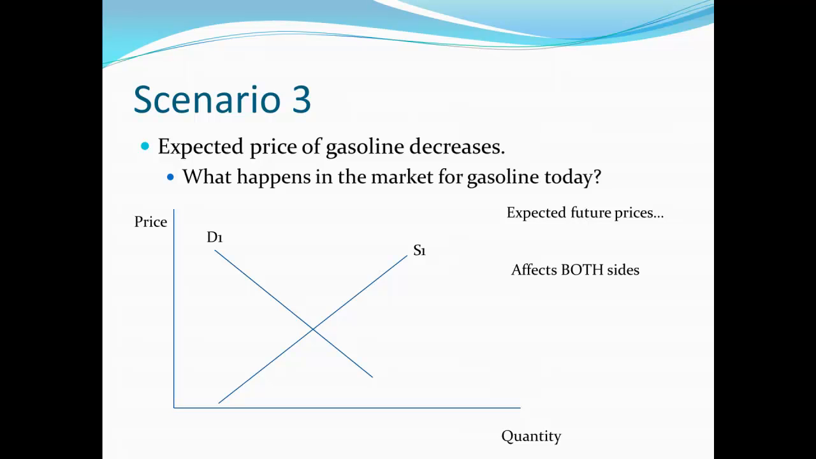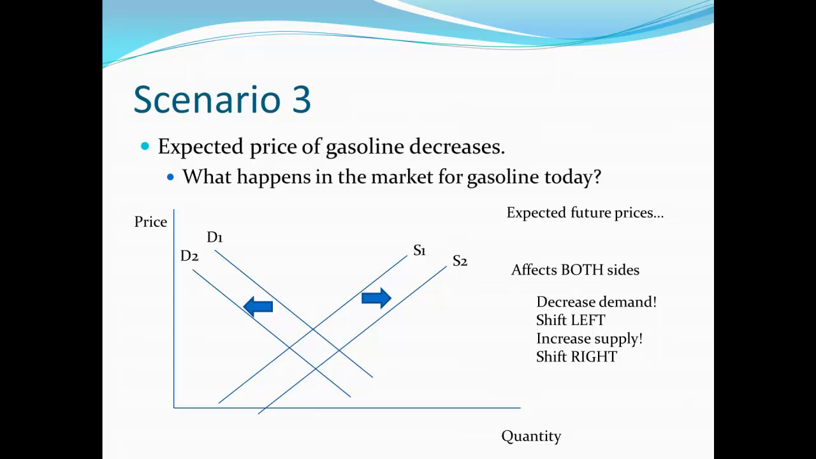Now, if I expect gas to be cheaper in the future, that makes me much more willing to supply it now before prices drop. I want to get rid of it before the price falls. And at the same time, on the demand side, I don't want to buy it right now. I want to wait until the price drops. So we'll see a decrease in demand. People are less willing to buy. That's a shift left in our demand curve. And an increase in supply. That's a shift right in the supply curve. Drawing all those in, we get something like this.